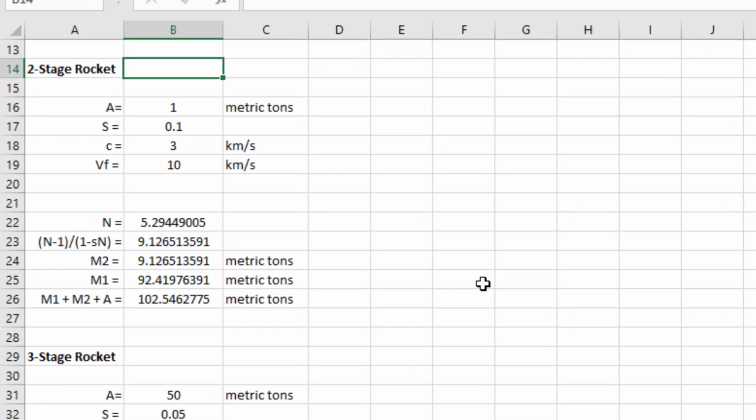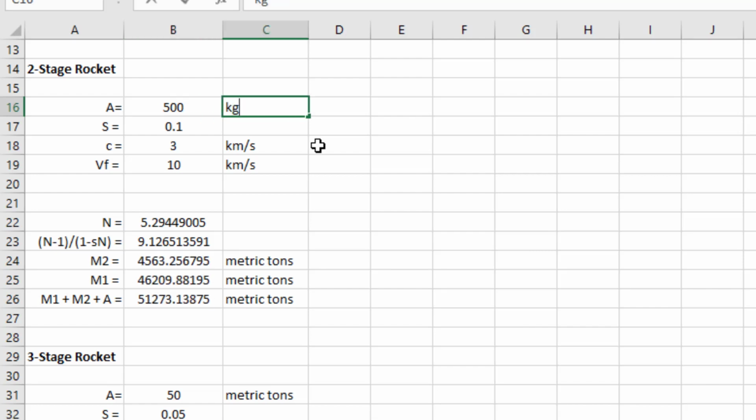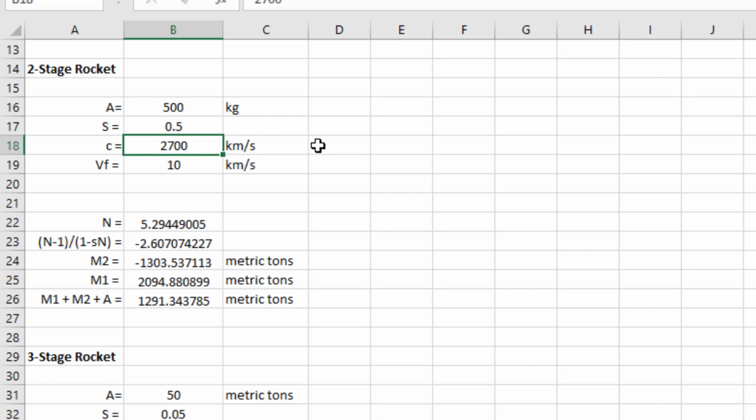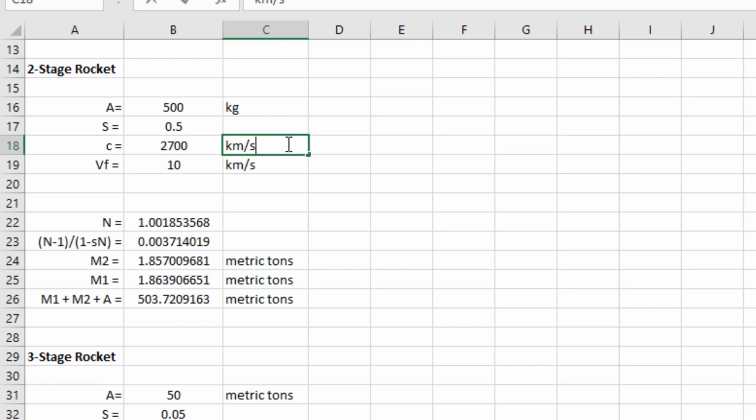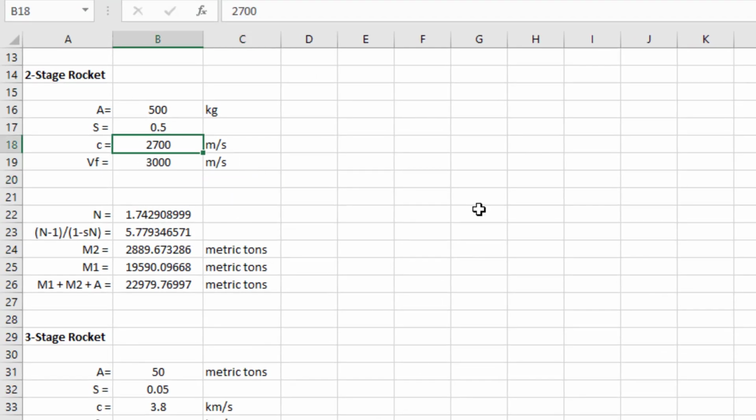So I'll go back to the two-stage rocket section here, and we are going to set our payload at 500 kilograms. It doesn't really matter what the units are, but just to make sure it's clear, I'll put that as kilograms, and I'm going to choose 0.5, and I'm going to choose 2,700 meters per second. You could put 2.7, or you could put 2,700 meters per second, so that's fine. So there's the result with 2,700 meters per second for the relative exhaust velocity and 3,000 meters per second for the total delta V required to reach orbit.